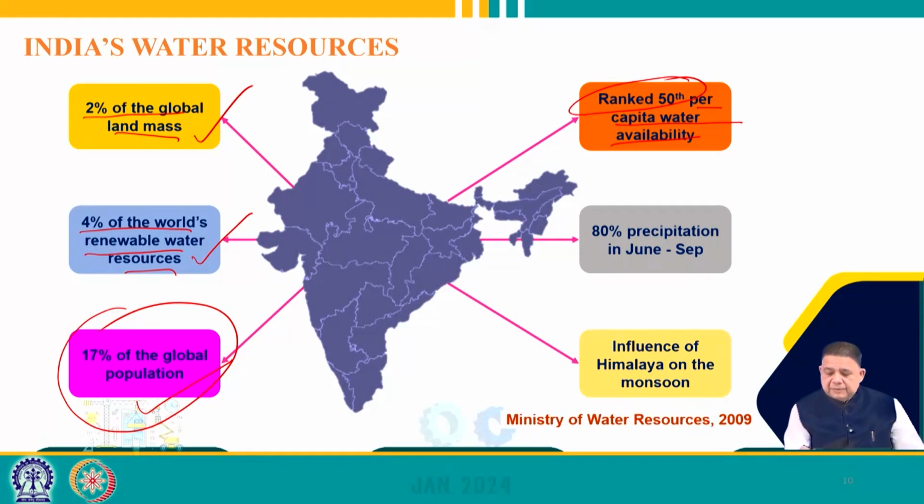Now, 80% of our precipitation occurs during the monsoon season, that is during June to September. So, that is also a challenge for us, and the influence of the Himalayas on the monsoon creates further challenges as far as India's water resources are concerned.